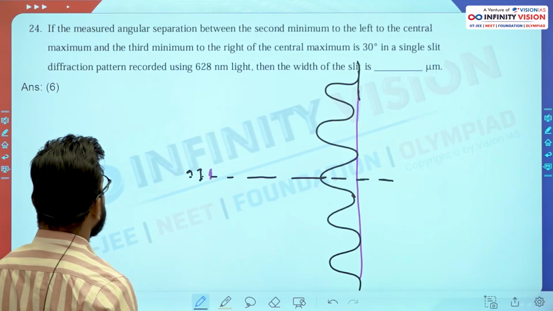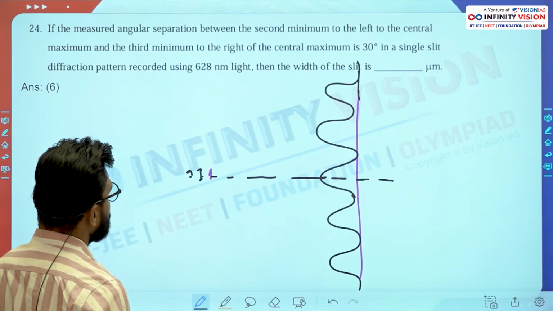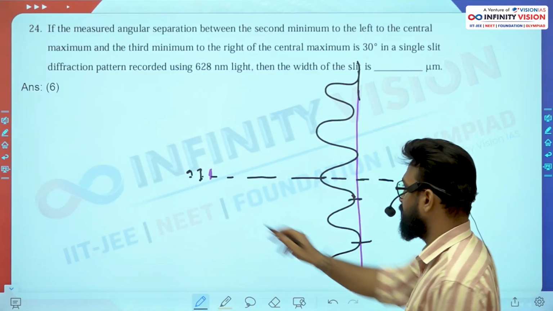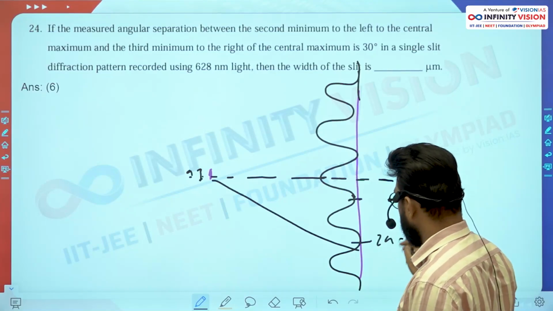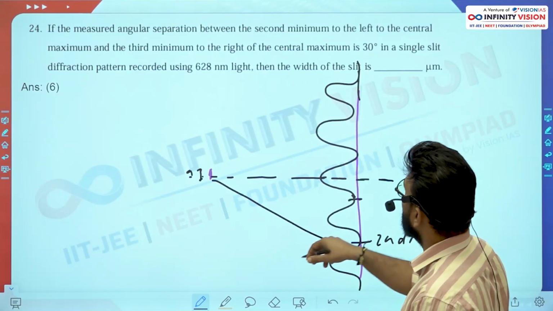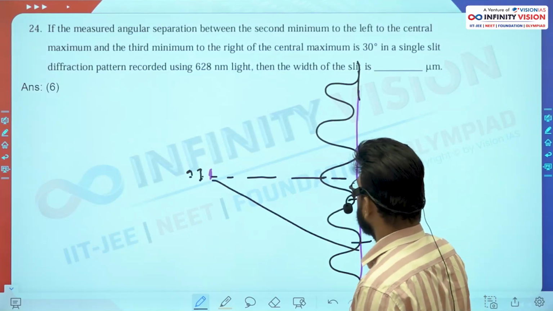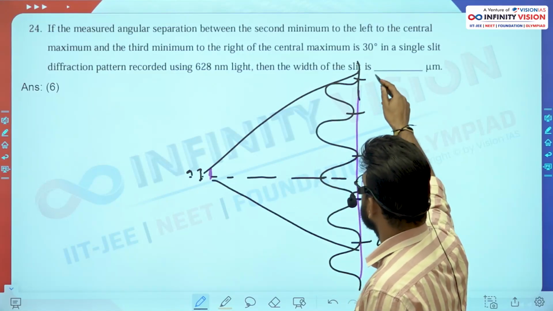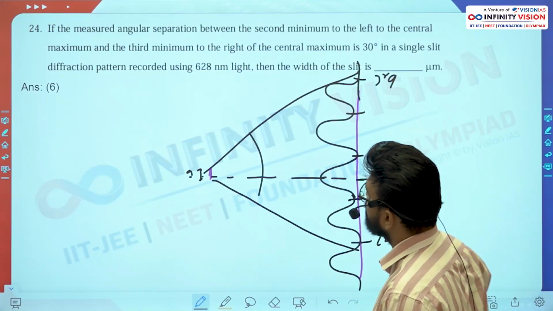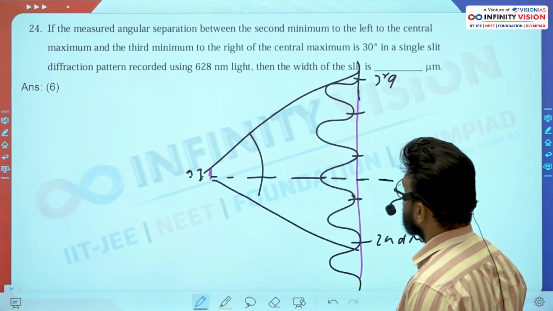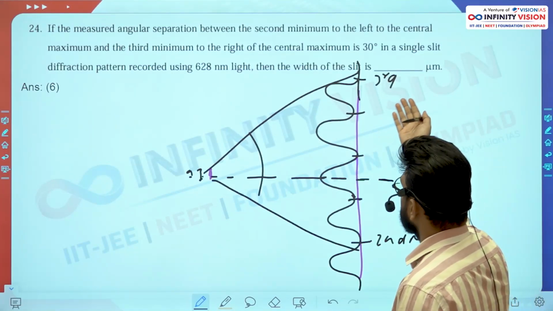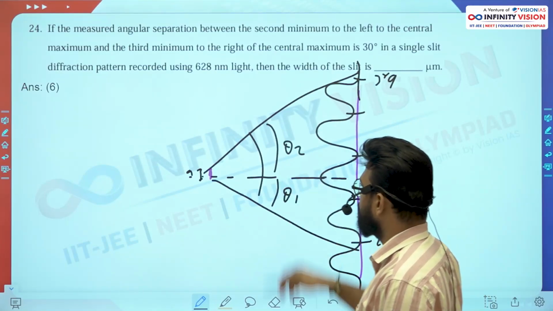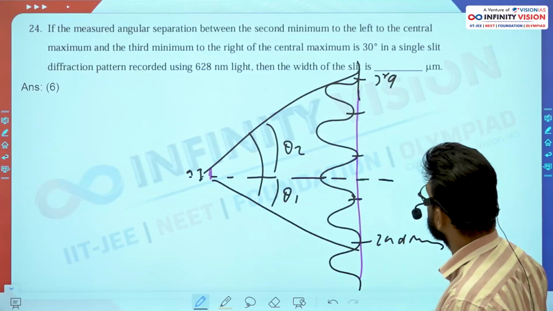It says the angular separation between the second minima to the left and the third minima to the right of the central maxima is 30 degree. This is the first minima, this is the second minima, and this is the third minima. Let this angle be theta 1, let this angle be theta 2. The sum of theta 1 plus theta 2 is given to you as 30 degree.